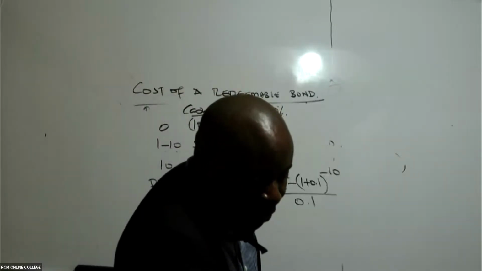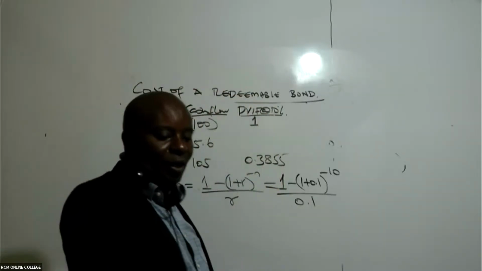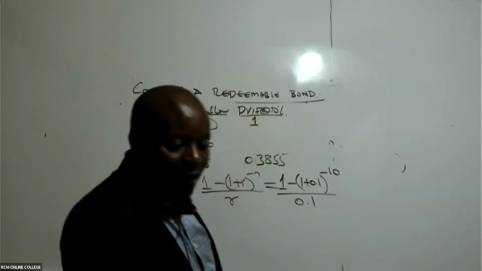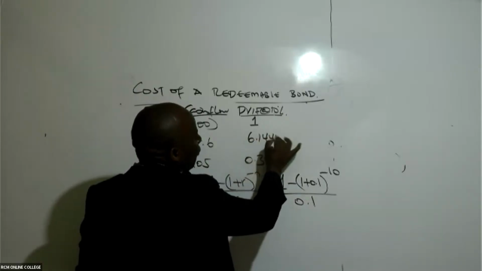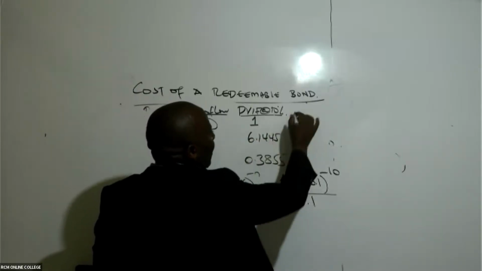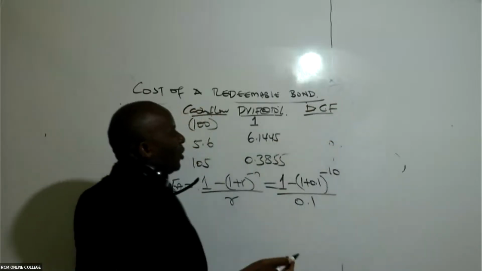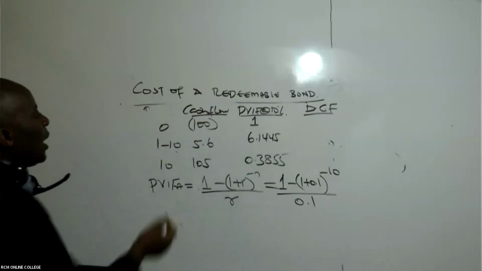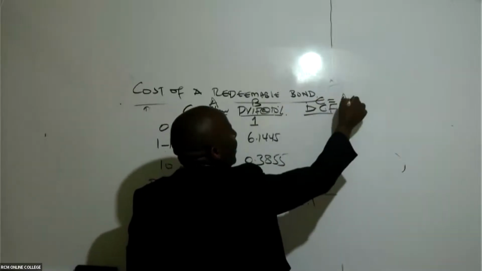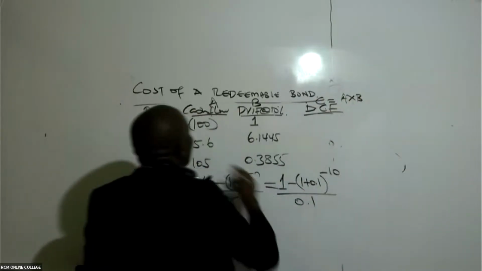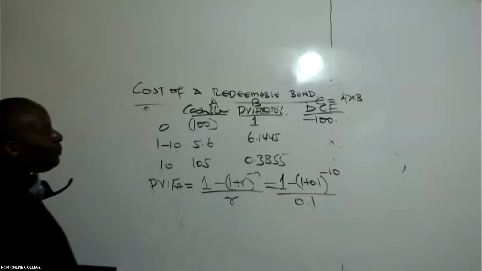All right, so I'm waiting to hear from you guys. The final one is 6.1445. So I'm being given here 6.1445, my friends. So come and create a column for discounted cash flows or PV, present values. If this is A and this is B, then to get C, you will take A times B, discounted cash flows. The first one will be minus 100.